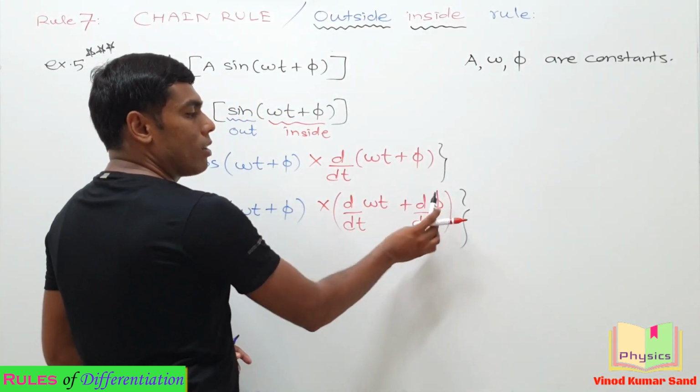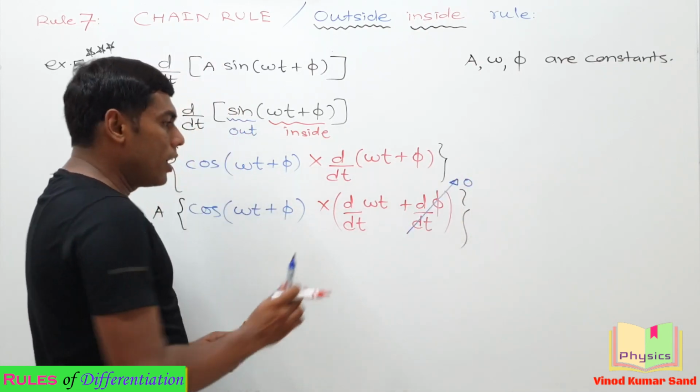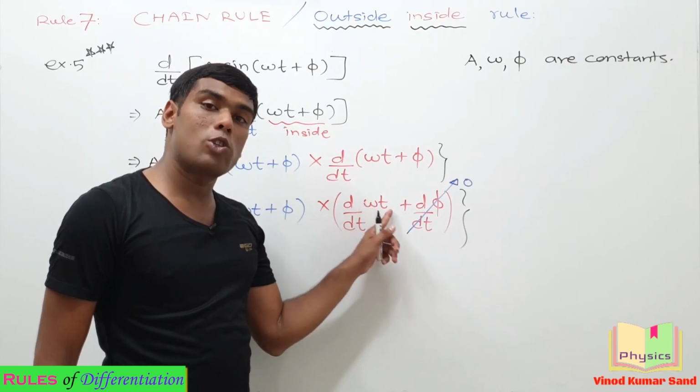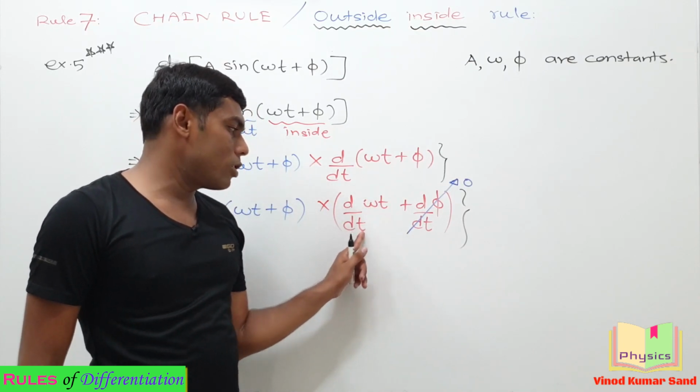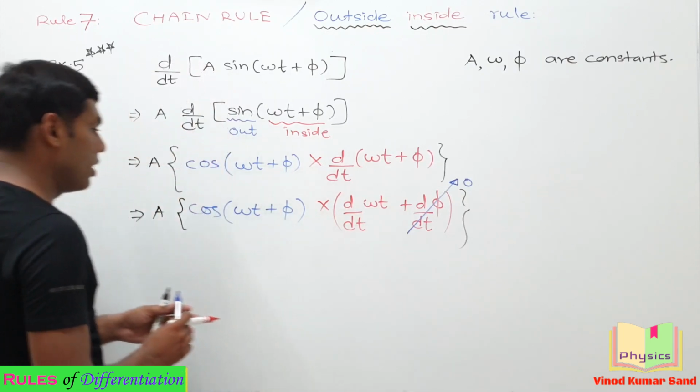Differentiation of phi will become 0 as it was a constant term. And this omega is in multiplication with the differentiable function. T is a differentiable function. So omega will be taken outside.